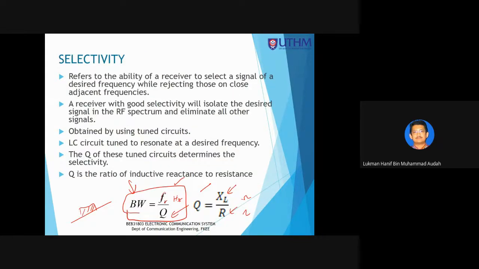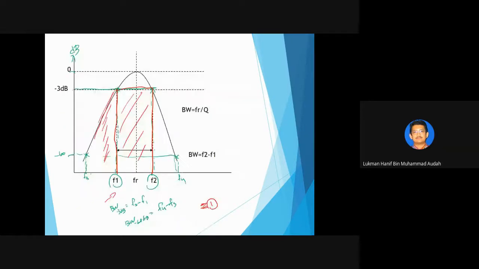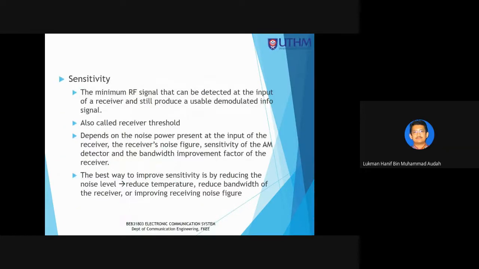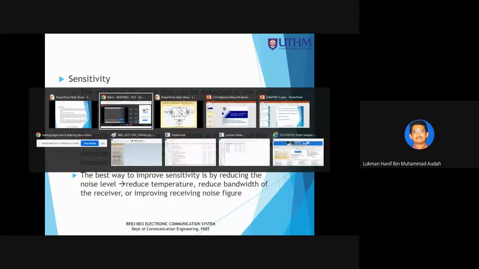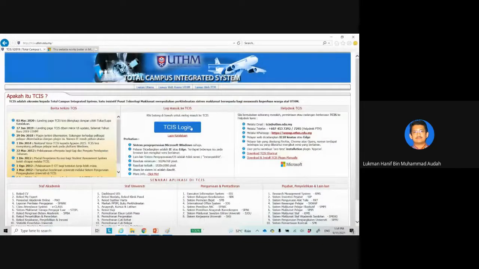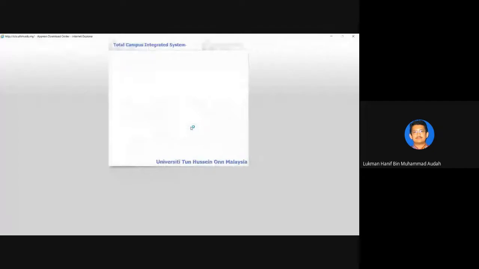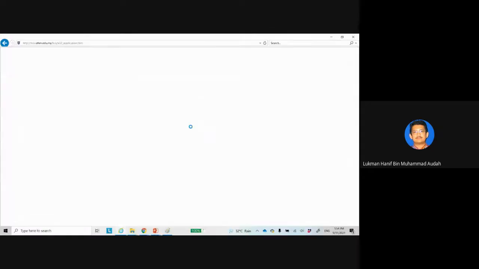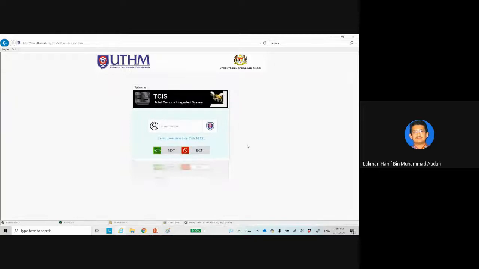Okay, so saya stop di sini. Nanti saya akan sambung minggu depan untuk sensitivity. So itu sahaja kelas pada pagi ini. Kita boleh scan kehadiran. So we can scan the attendance, so you can open your QR code scanner, and after scanning your attendance, you can go to the next class.